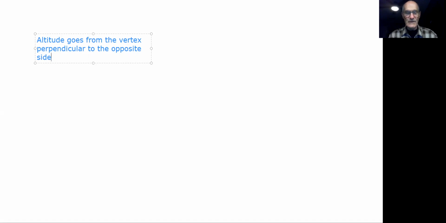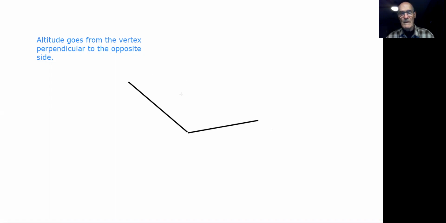Okay, and now the interesting thing, while the centroid will always be inside of the triangle, the altitudes, especially if you have, I'll draw you an obtuse triangle here, like this. So if you have an obtuse triangle, then the altitudes will not be inside of the triangle. For instance, this will be A, this will be B, and this will be C.